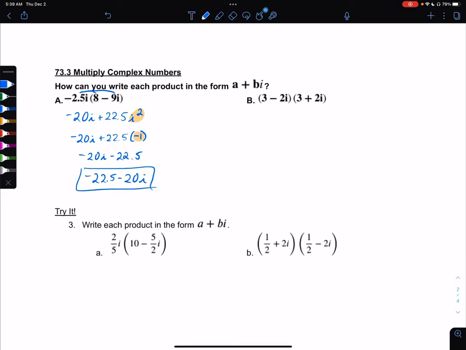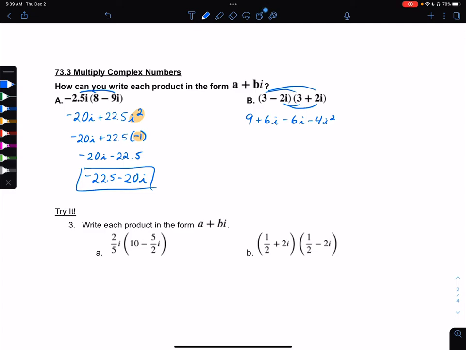Part B, you're looking to do the same thing, right? We're looking to distribute. Remember the FOIL method. So first, outer, inner, and last. We'll just multiply everything out. 3 times 3 would be 9. 3 times 2i is a positive 6i. My inner ones, negative 2i times 3 is negative 6i. And then negative 2i times a positive 2i would be negative 4i squared.